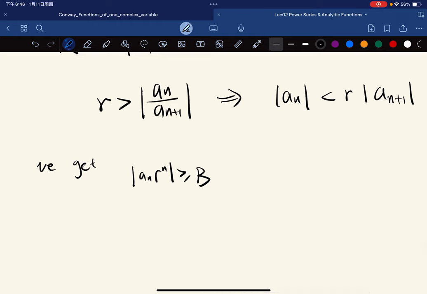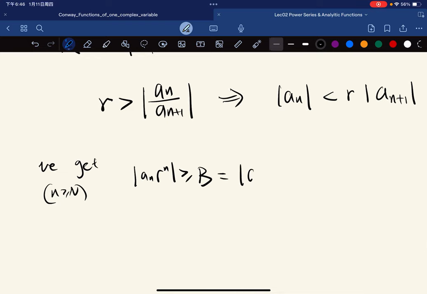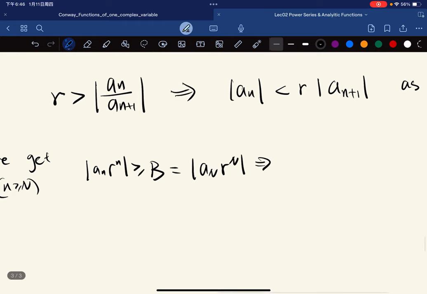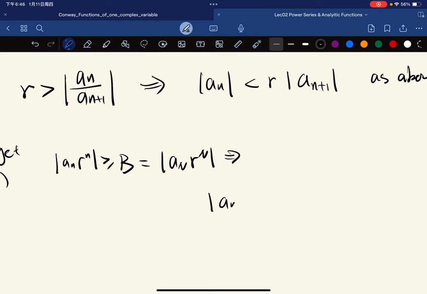We get, okay, this equals to, then we know that a_n z^n is greater than or equal to b for z^n r^n. Okay?